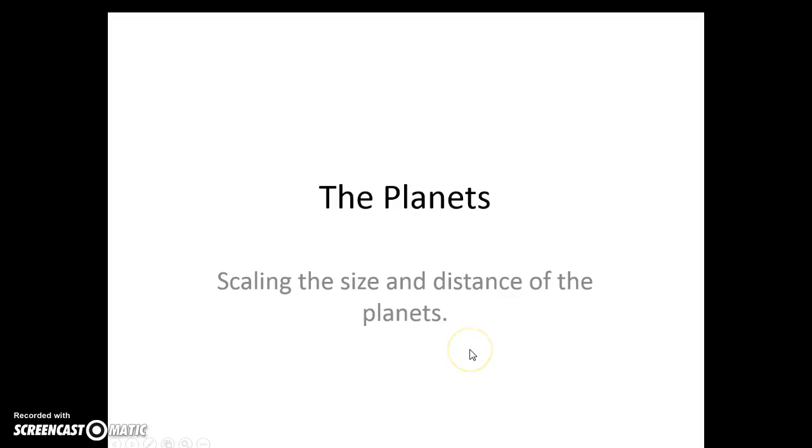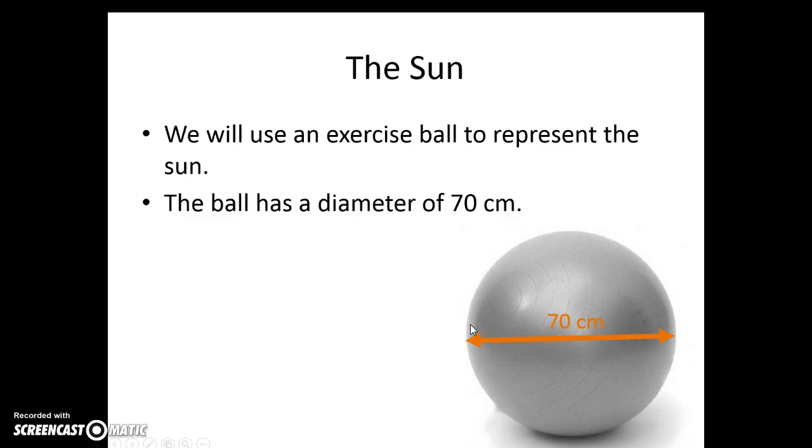Right, today we're scaling the size of the planets. I think it's so important for you to understand the size of the planets compared to each other before we can talk about what makes them go around the sun the way they do. In this scale, I'm sure you've seen the sun in the classroom already. We are going to use an exercise ball to represent the sun. The ball has a diameter of 70 centimeters. You need to write that on your paper where it says what will we use.